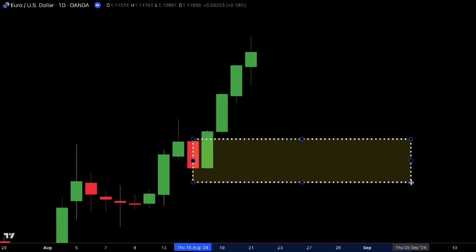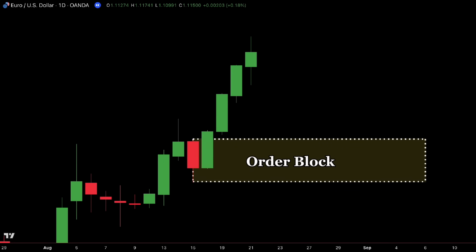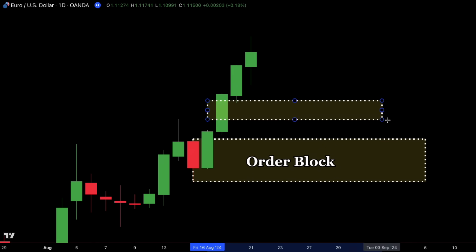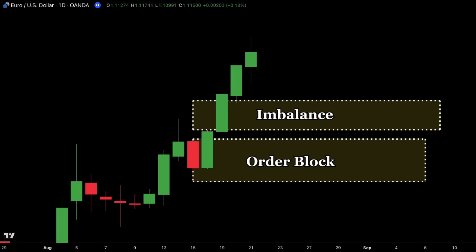Now, here's where order blocks take things a step further. Order blocks are a special type of supply and demand zone, but instead of being defined just by retail buying and selling pressure, they're created when large institutional orders hit the market. These orders cause a sharp imbalance between buyers and sellers.